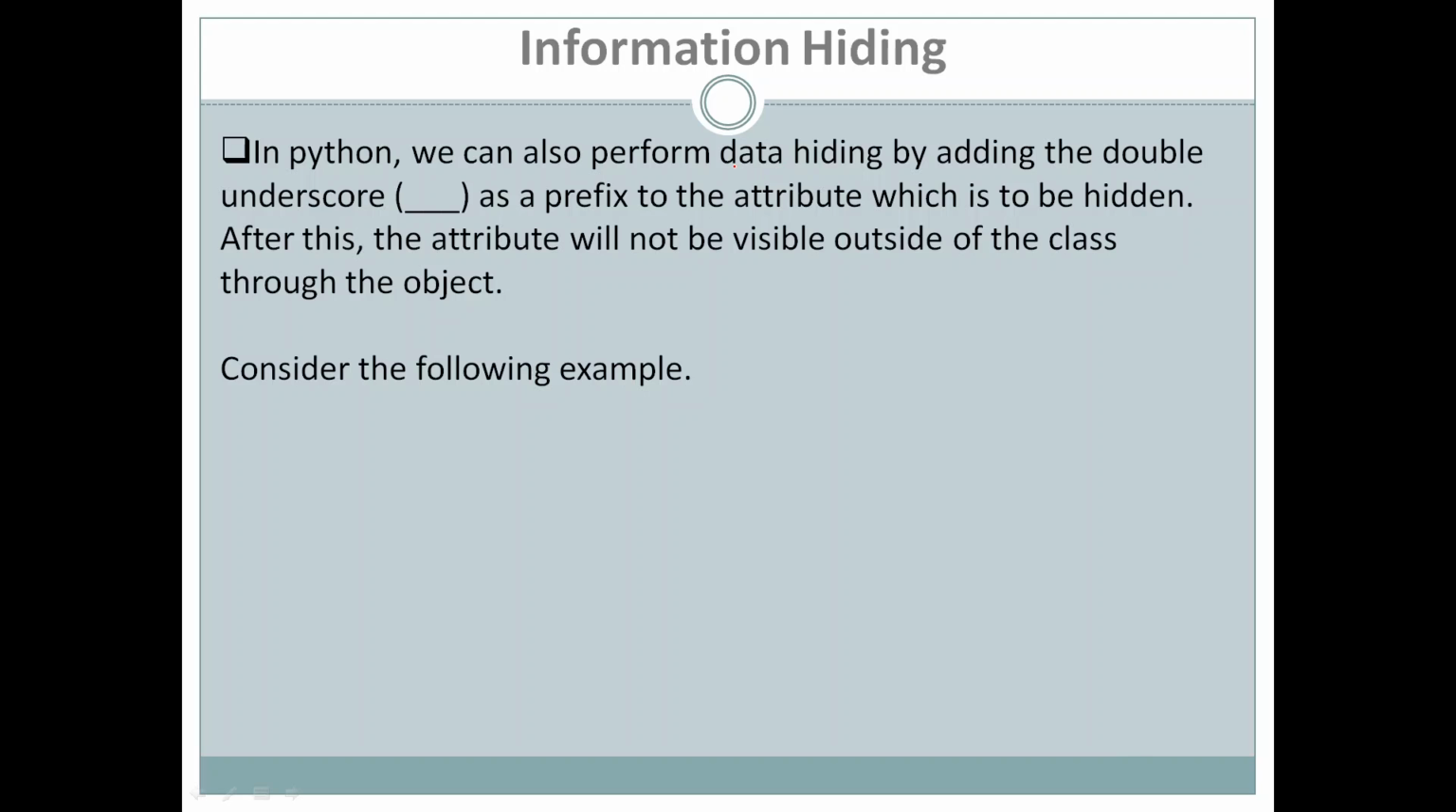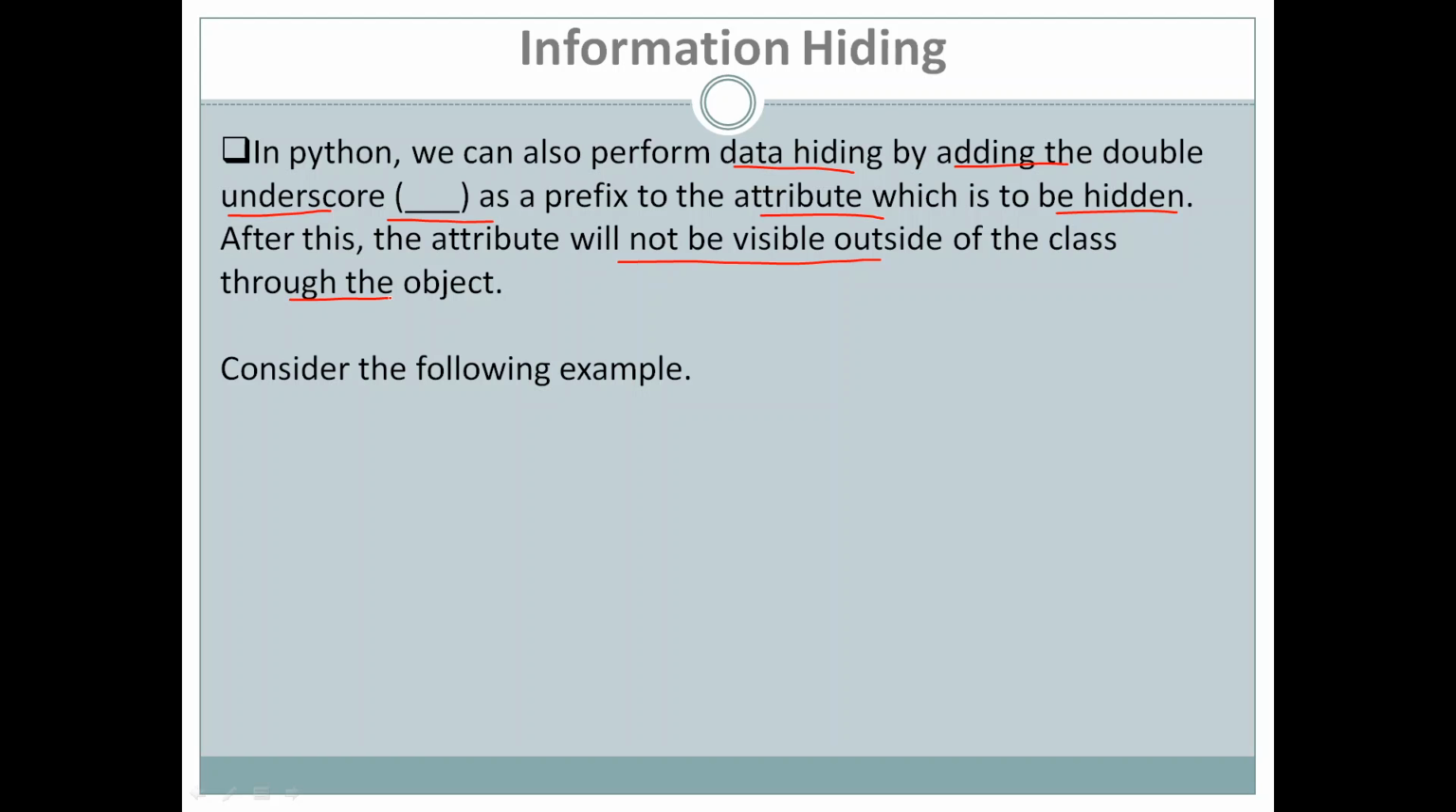In Python, data hiding can be done by adding a double underscore. Remember, you can see here the double underscore as a prefix to the attribute which is to be hidden. So we can hide the data, or make it private in Python, by using a double underscore before the name of the attribute. After this, the attribute will not be visible outside of the class through the objects.